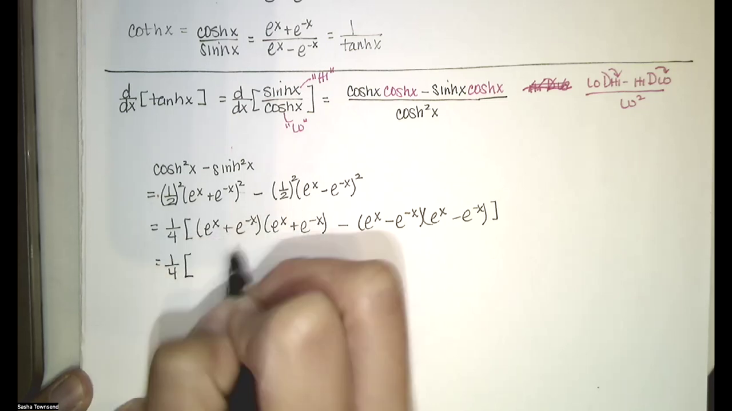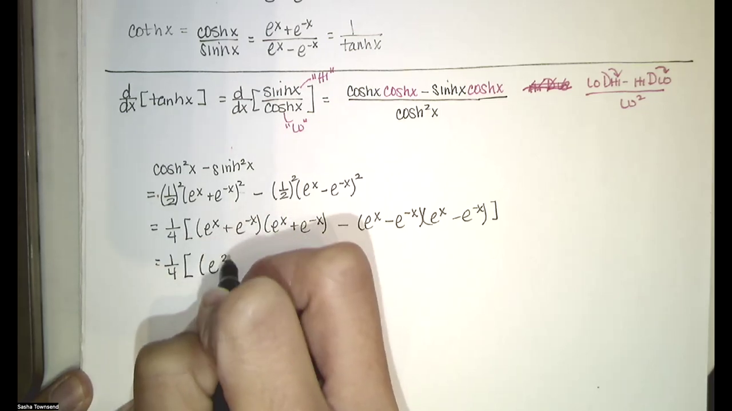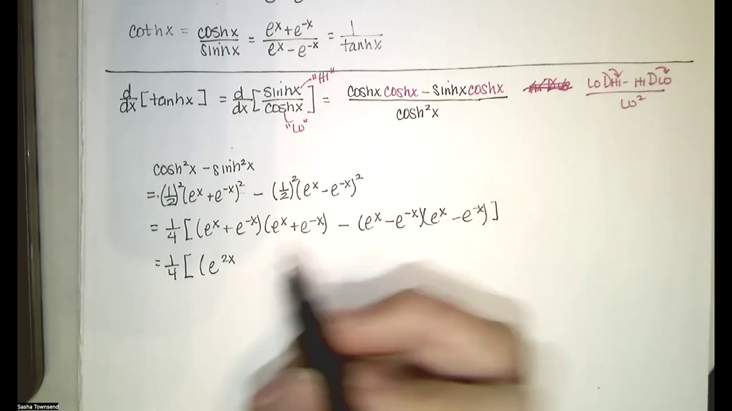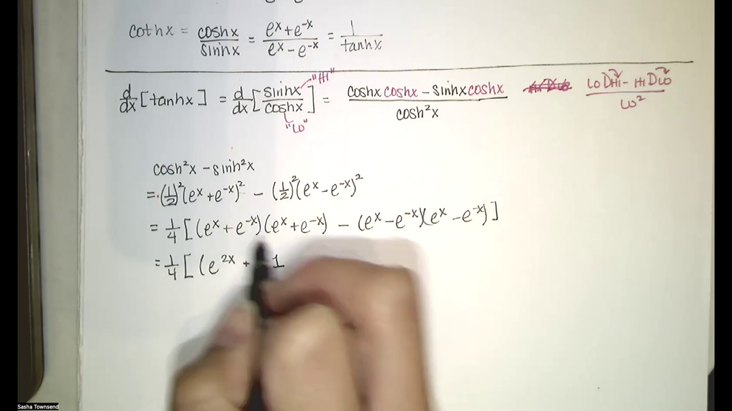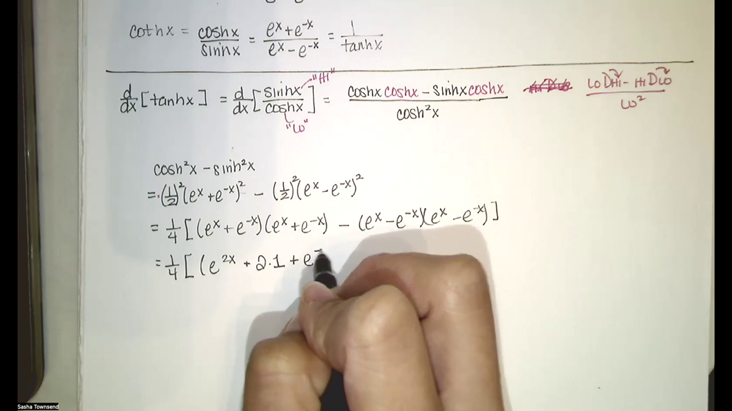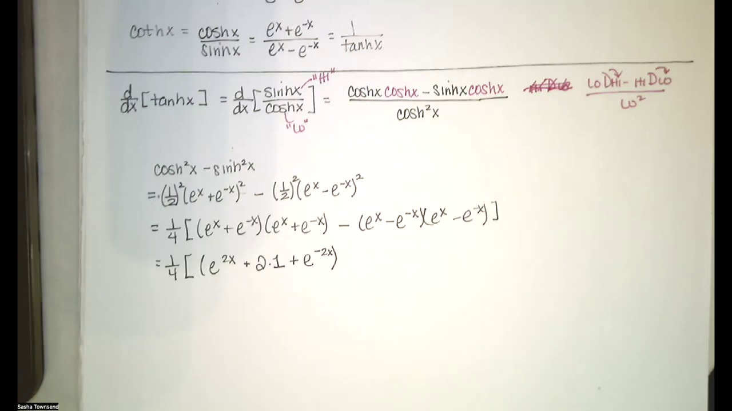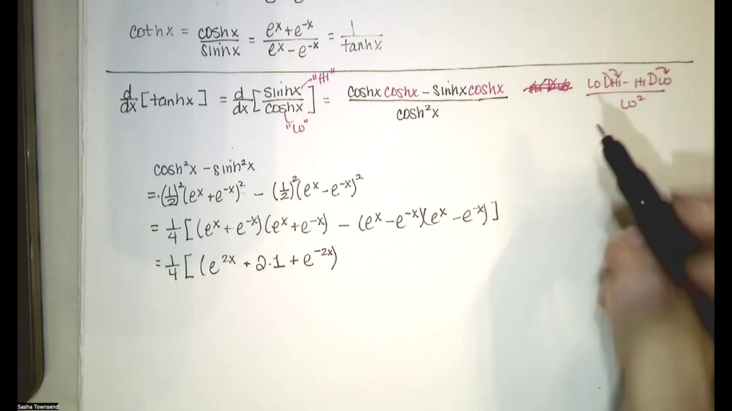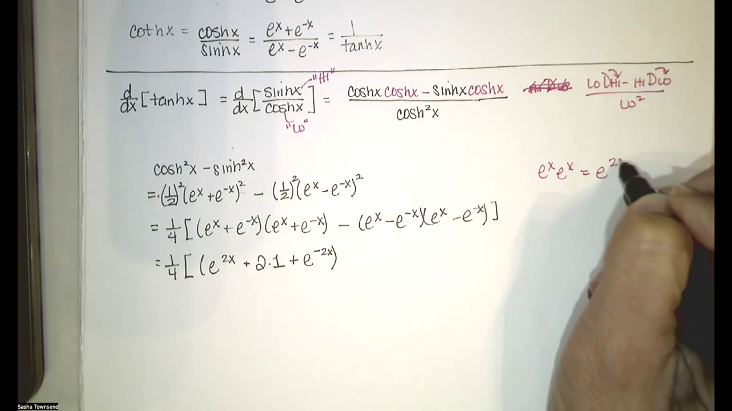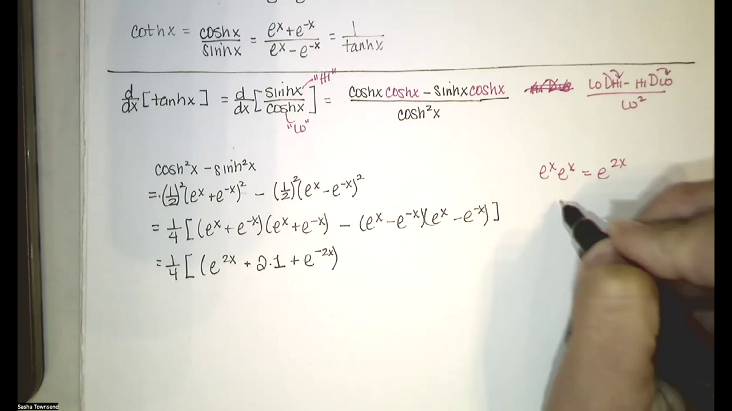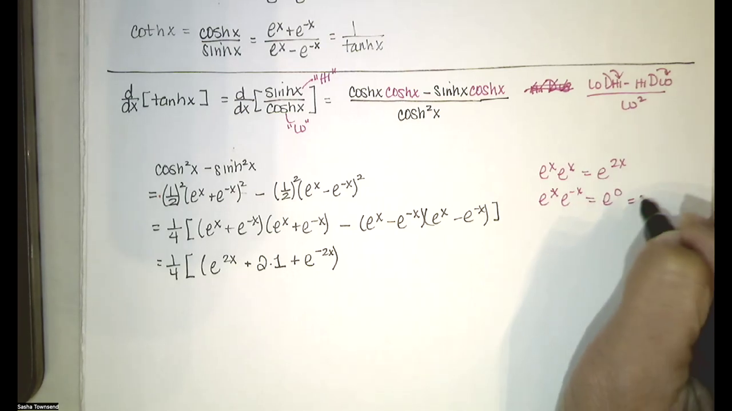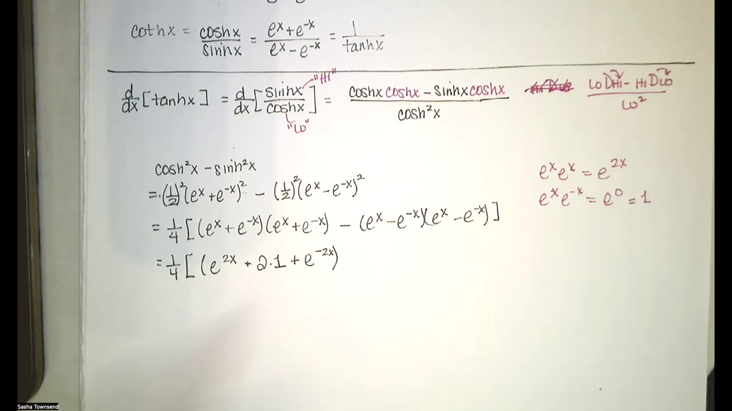Now first times first is e to the 2x. Outer times outer is e to the 0, so that's just a 1. Inner times inner is another e to the 0, so we've got 2 of those. And last times last is e to the negative 2x. This is just because if you take e to the x and multiply by e to the x, you're supposed to add the exponents. And if you take e to the x and e to the negative x and add the exponents, you get e to the 0, which is 1. So we've got that there.